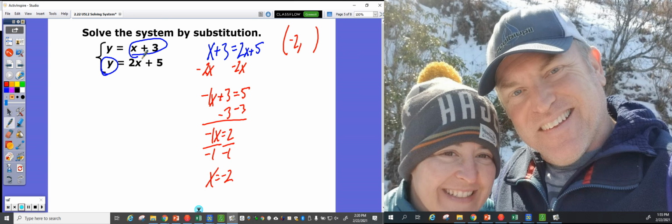So we'll plug in this x. I'm going to plug it in here because x is by itself. So y equals negative 2 plus 3, which gives me 1.